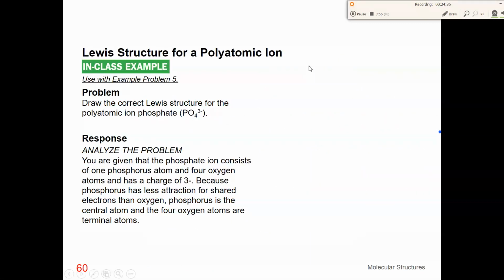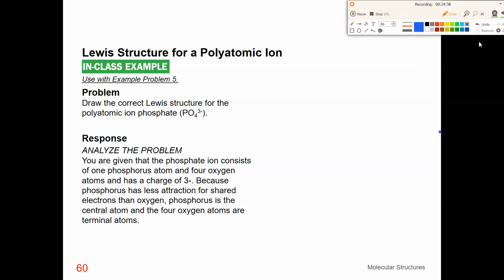Here's another example with a polyatomic group. Phosphate, PO4 3-. In this case, you need to add these 3 electrons to the total number of valence electrons available. Right. Same thing, first step, we need to figure out which one is the central atom, phosphorus or oxygen?